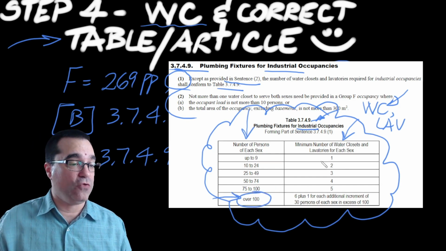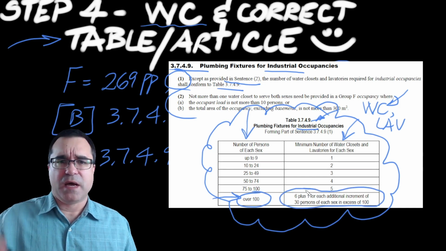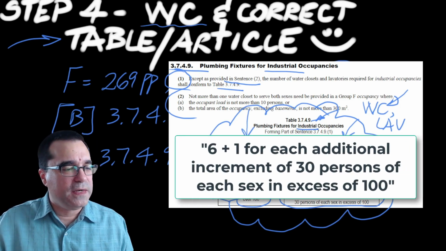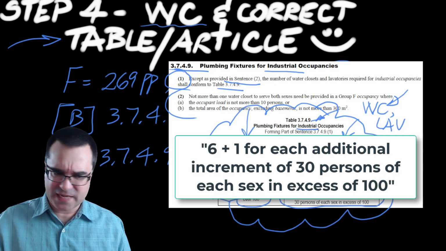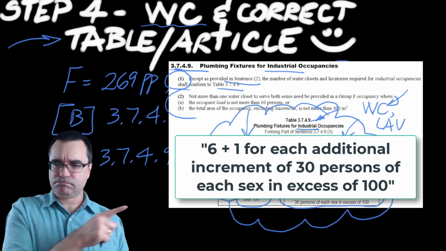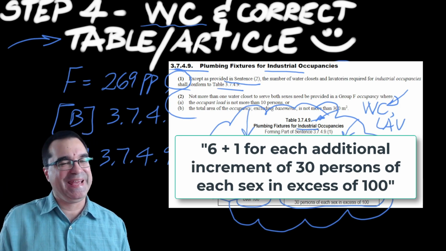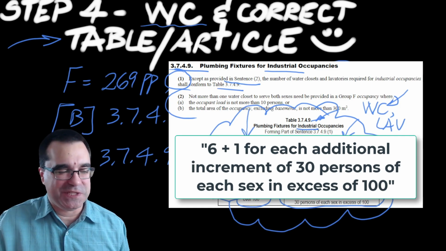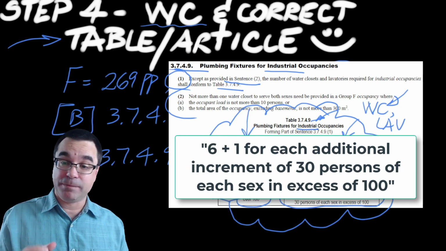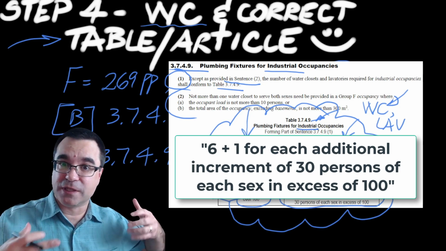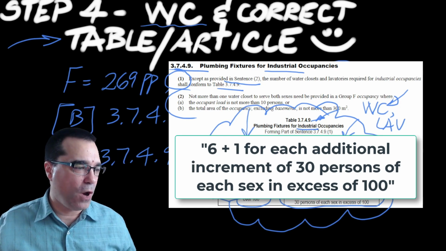And what it says for over 100, that the corresponding number of water closets is, I'm going to read it, 6 plus 1 for each additional increment of 30 persons for each sex in excess of 100. That's what it says. I have to admit to you that I'm having some difficulties with that, right? It's not super clear what it actually means, and it's commonplace for people that are new to the building code and are starting to learn it to make mistakes in coming up with the proper number of water closets.